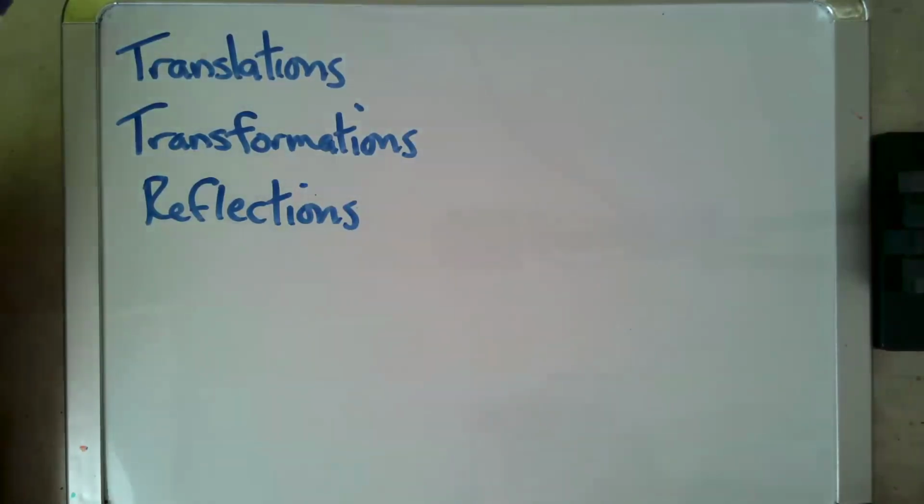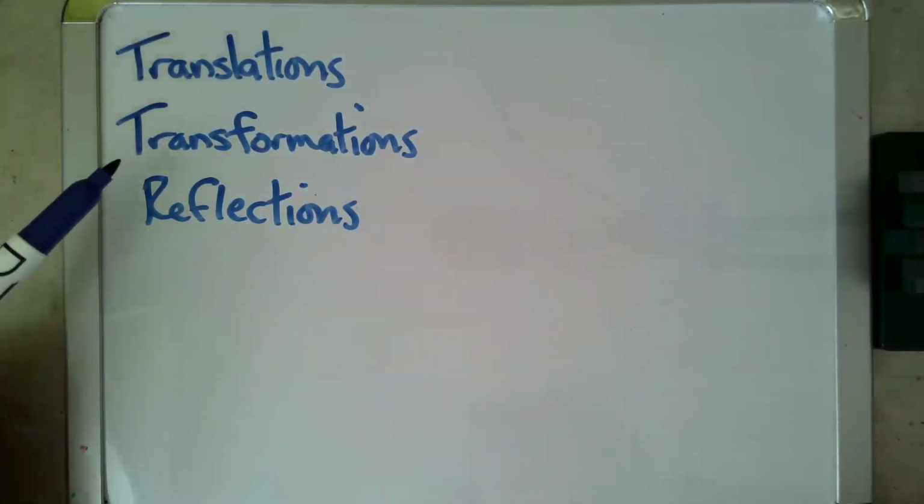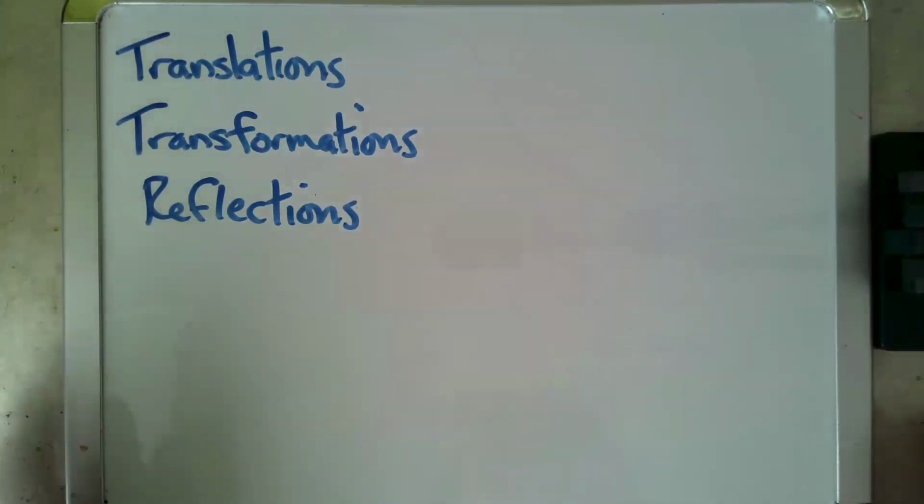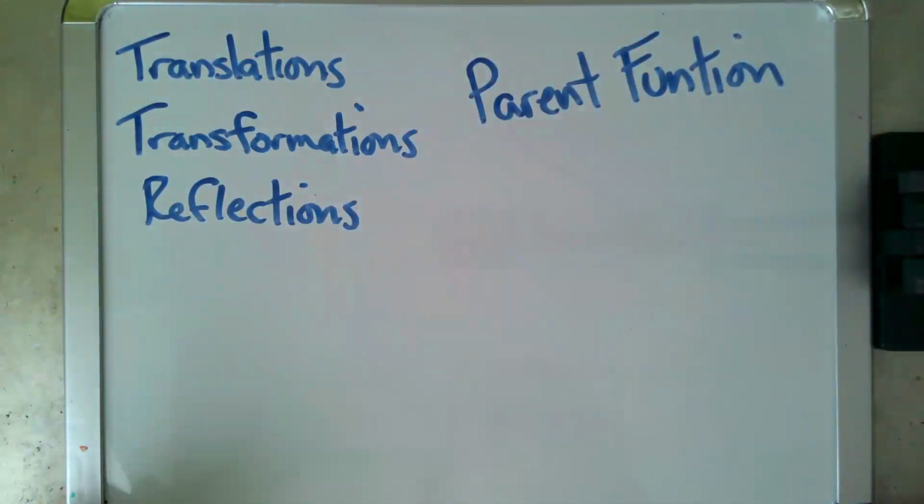We're going to talk about translations, transformations, and reflections. And in order to talk about those, we have to introduce a concept of parent function. A parent function is a function in its most bare bones position where we haven't moved it around, we haven't stretched it or shrunk it or flipped it. So let's give an example.